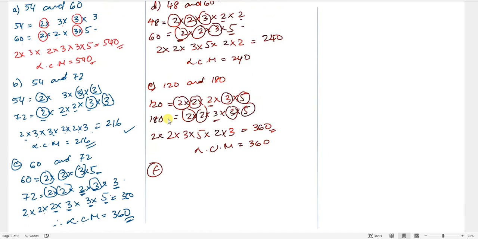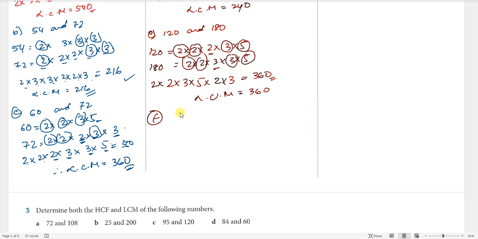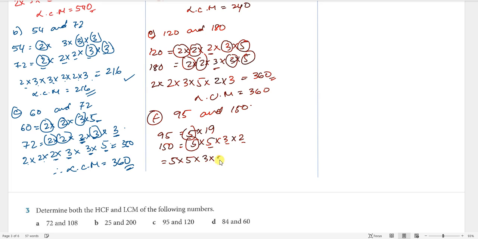Question F, 95 and 150. So 95 is equal to 5 times 19, and 150 is equal to 5 times 5 times 3 times 2. So let's find the common, only 5. So we write 5 times 5, 3, 2, 5 times 3 times 2, and 19. So therefore our answer, LCM is equal to 2850.